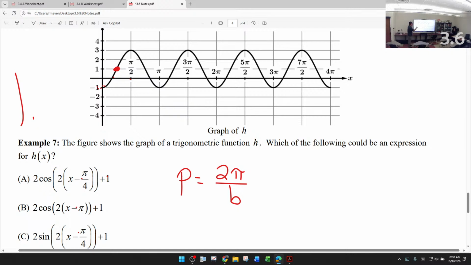So this one doesn't work because this should be a sine. If I wanted to start at pi, well, that's a min. At pi I'm at a min. I could be cosine, but because I'm at a min, I have to be a negative.